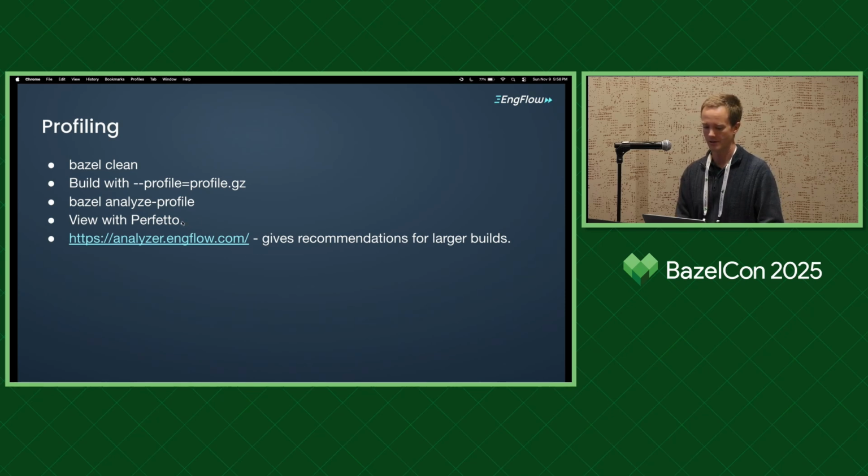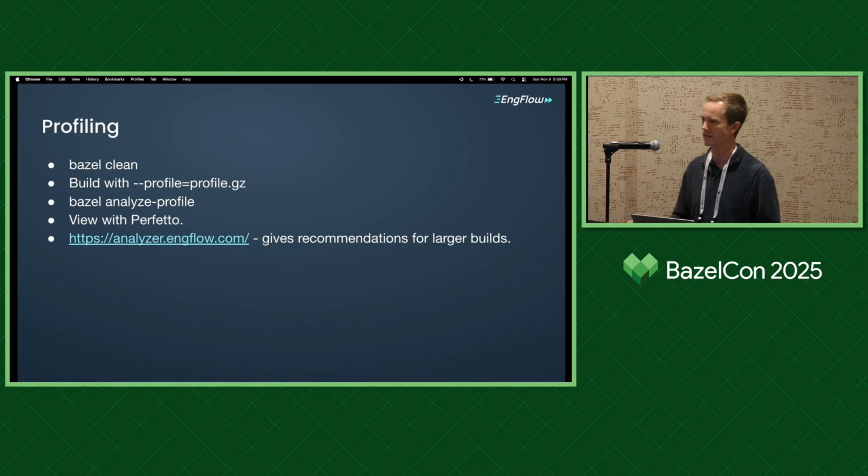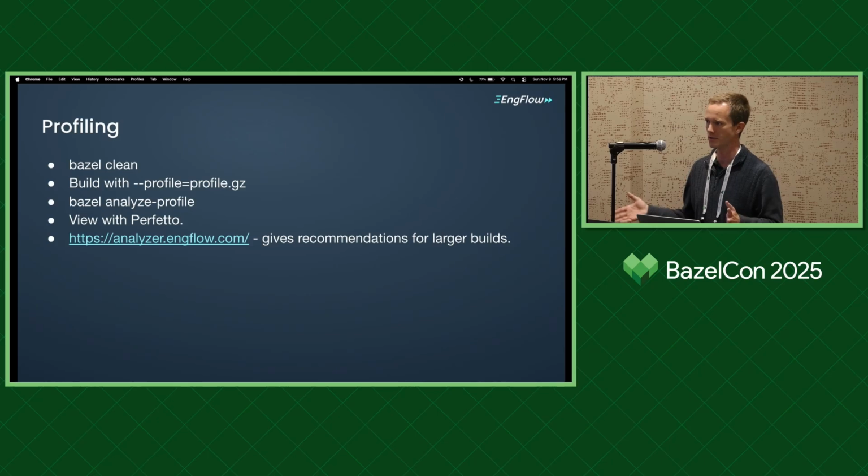One other thing, so you have a profile. You can view this with Perfetto. Perfetto is Google's tool for, I think, analyzing Android profiles, but it's a general purpose profiling mechanism. I think this is actually built into Chrome now too. It's like Chrome profiling or Chrome Perfetto, something like that. Or there's a separate tool. One other resource, EngFlow has an open source analyzer. So you can go to analyzer.engflow.com and upload your profile. It gives you some recommendations, like try enabling this flag, that type of thing. It's an open source tool. You can download the command line version of it if you don't want to send us all your data.